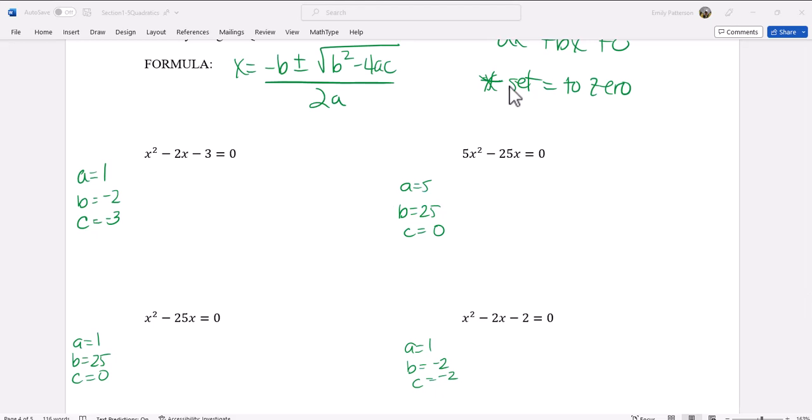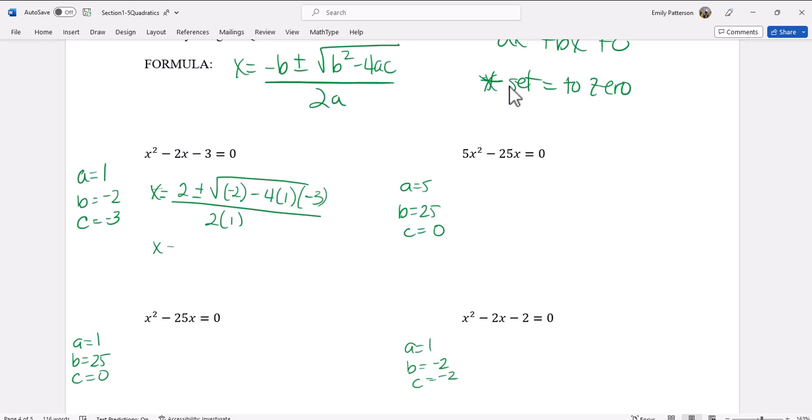So the first thing it says is negative b. Well, b is here. It's already negative. So x is equal to a negative b. Well, negative 2 is a positive 2. Plus or minus the square root of b squared minus 4ac all over 2a. So let's evaluate this.